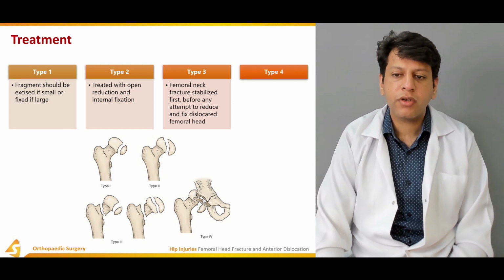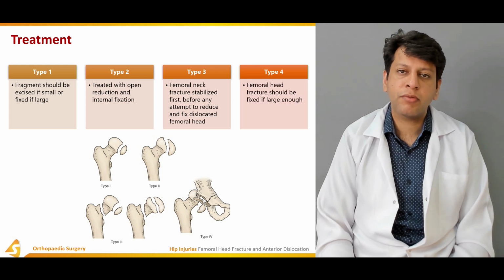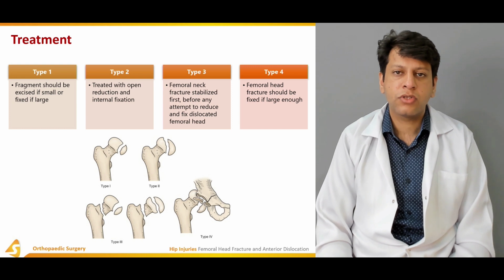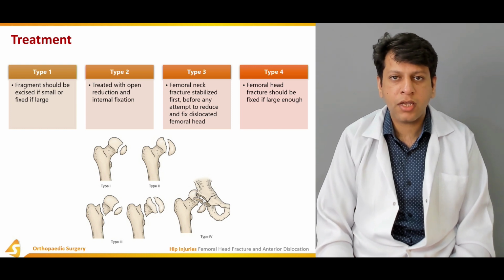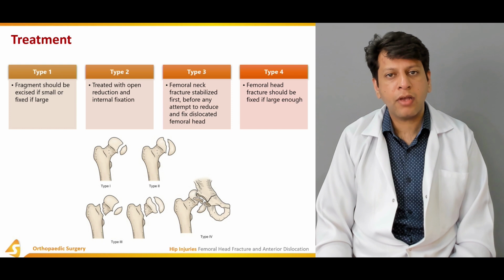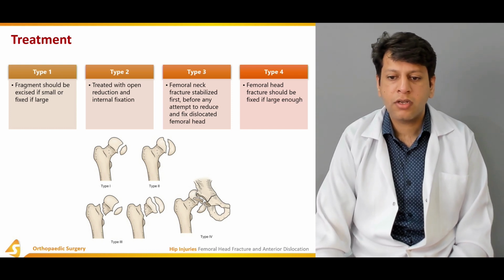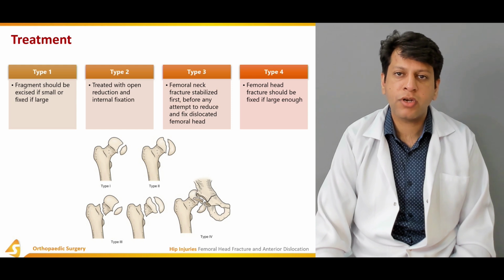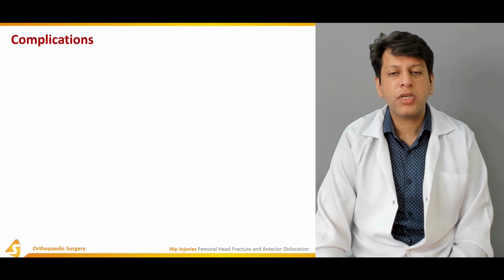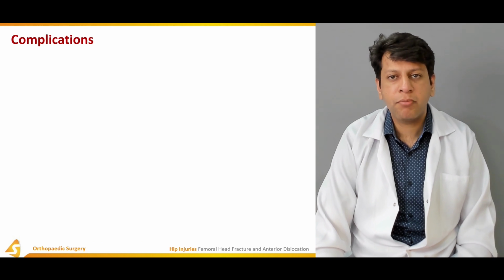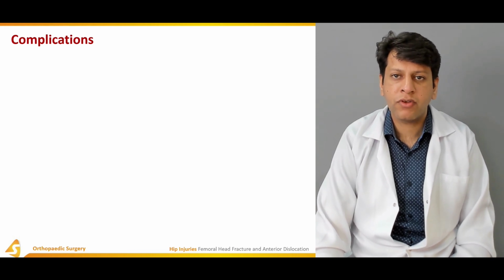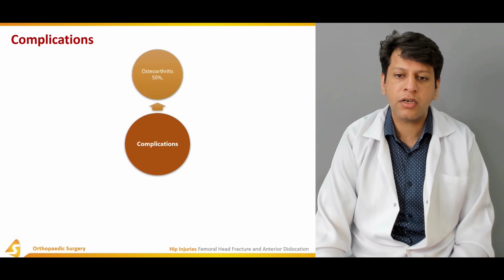Now type 4, this is associated with posterior hip dislocation. First you need to reduce the joint, see if it is a congruent reduction, and then fix the head fracture as well as the acetabular fractures. They are usually associated with a posterior acetabular wall fracture. Now what type of complication, despite prompt reduction and early fixation, can still result?